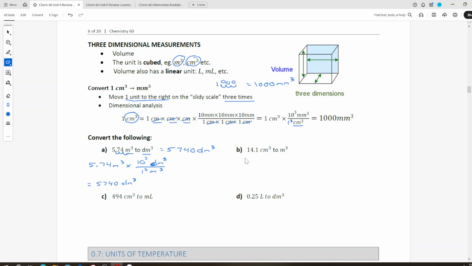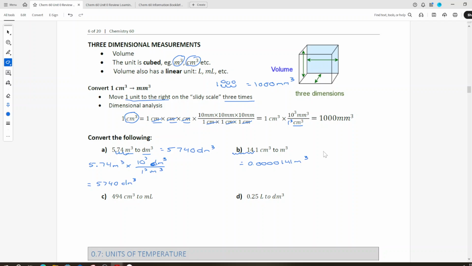Okay, pause the video, give B a go. So slidey scale, centimeters to meters is 2 to the left. I'm going to do that 3 times. I got to show it. 1, 2 to the left, 3 times. 1, 2, 1, 2. So I'm going to put 4 zeros and a 1, 4, 1.